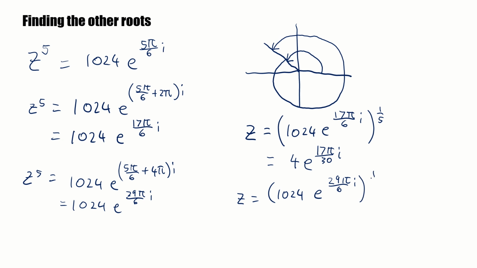Because we'd end up with 4e to the power of 29 over 30 pi i. And again, that is an argument that not only looks different, it is a different argument. It is a different position on the Argand diagram. So that's interesting because it means we can then just continue this process on until we've found all the solutions we want. We're expecting 5 solutions, so you'd have to do this another 2 times.